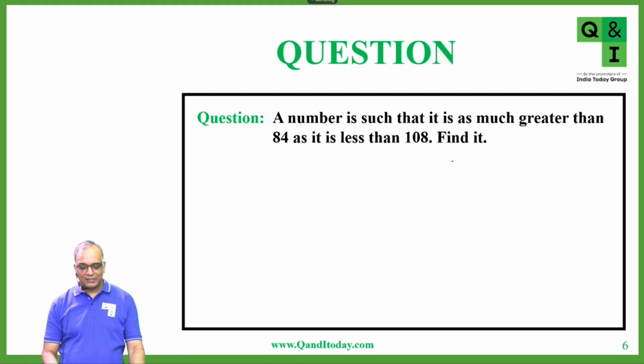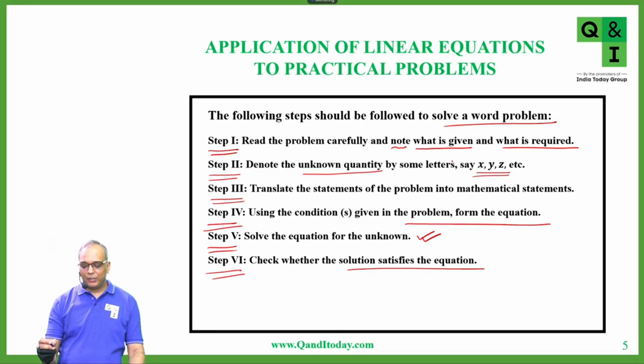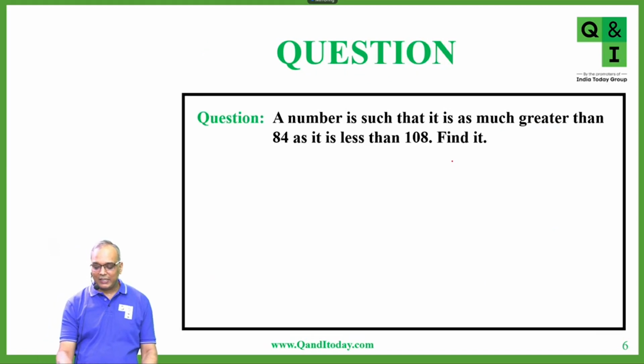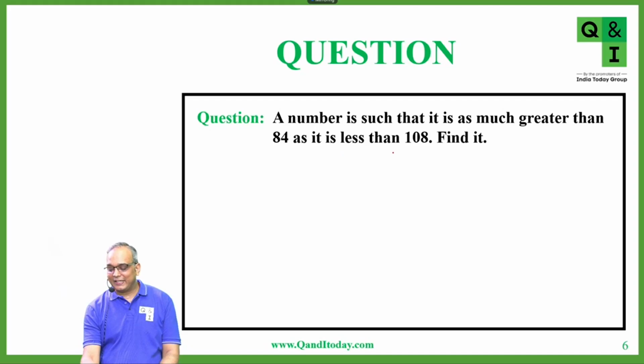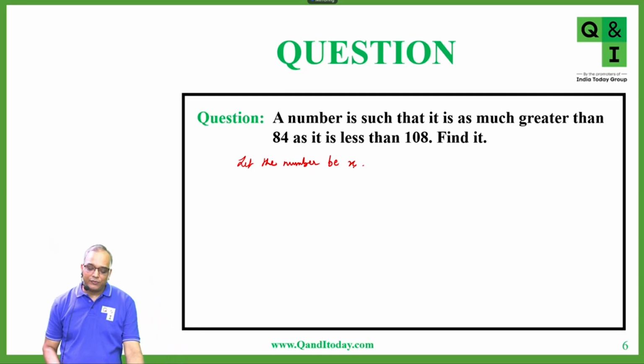If you see, the first step was to read the problem carefully, note down what is given and what is required, and denote the unknown quantity by some letter. So here, a number is such that it is as much greater than 84 as it is less than 108. The number which we have to find, let us assume it to be x. So let the number be x. This is your first step.